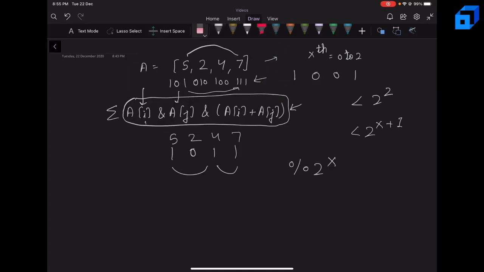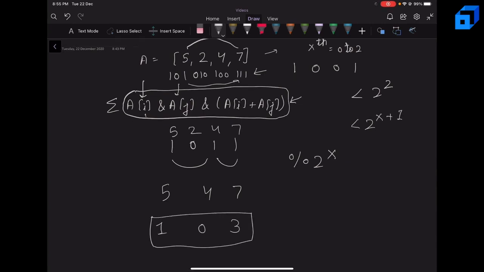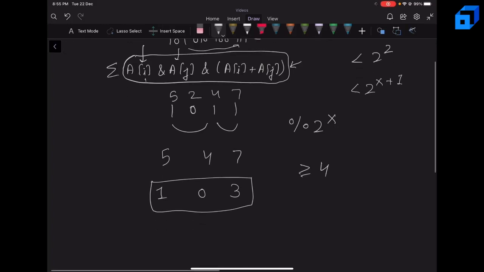So for this case, when we have the ith bit set, how many numbers have the second bit set? They are 5, 4 and 7. So we will take the remainders with 2 square, which is 4. So we get 1 here, 0 here and 3 here. Now we just need to find the number of pairs whose sum is greater than or equal to 4. And this can actually be done by 2 pointers by sorting this array. So we will sort this array, we get 0, 1 and 3.